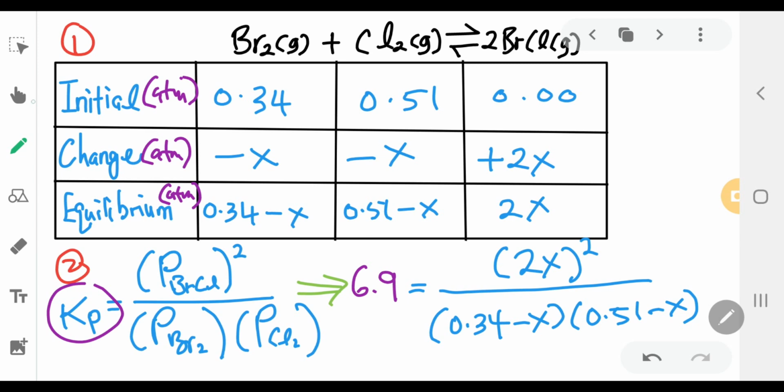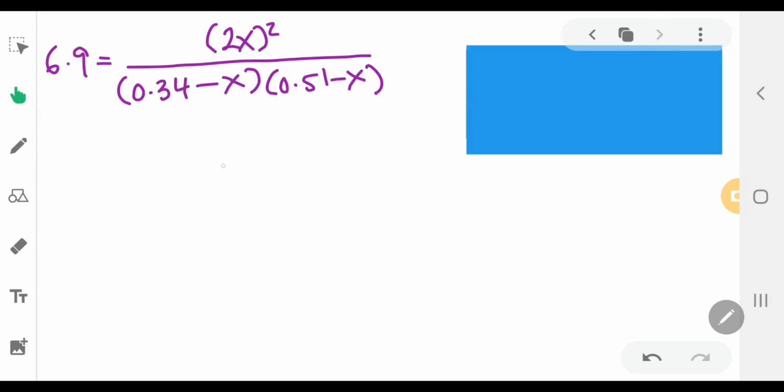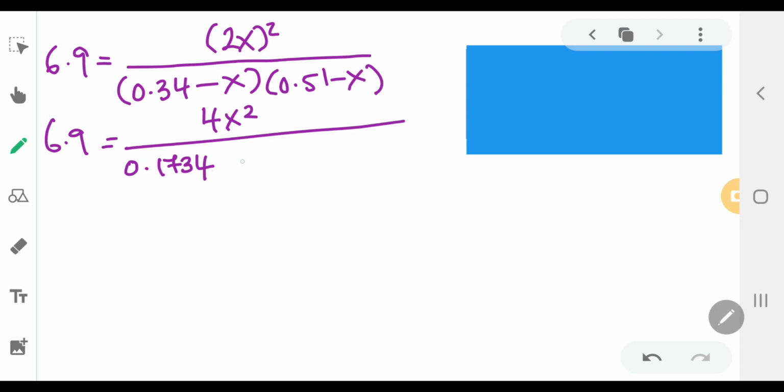And then what we need to do, we're just going to be moving these expressions down here to the other side. And then we will be able to produce a quadratic expression. And from there, we would be able to work out two values of x. So you get something like this. So when you expand this, we're going to expand this one first. When you expand that one, you get something like 6.9 equals to 4x squared. So when we expand this, we have done this before. It's quite easy. You should be getting 1.734 minus 0.85x plus x squared.